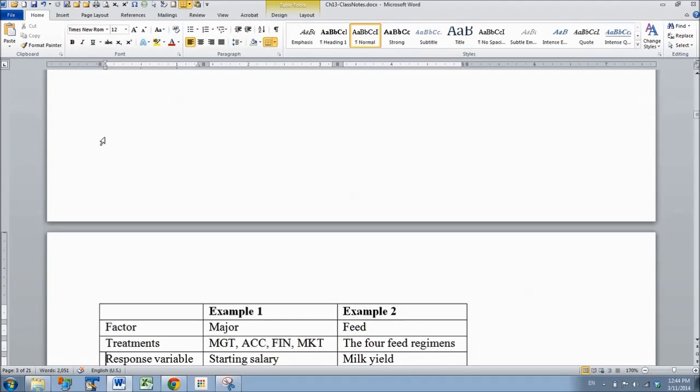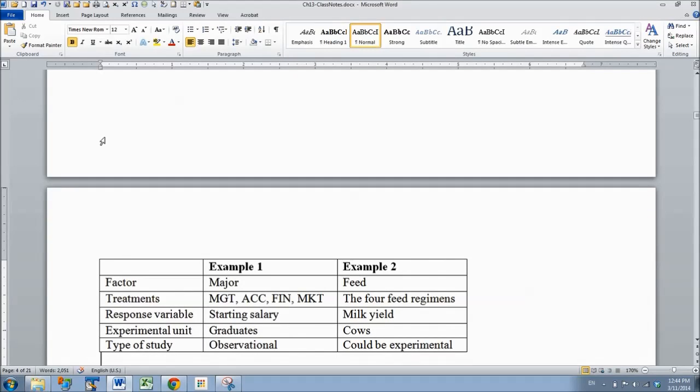Second example is the feed example, where feed is the factor, and let's assume that there are 4 different feeds, feed regimens. The response variable is milk yield, and the experimental unit is the cows. Now here we could set this up as an experimental study, where you can randomly select cows and assign the cows to different feed regimens. So this could be carefully set up as an experimental study. That was not possible in the case of starting salaries because there is no way that we can force students into a particular major. So it can only be an observational study in the case of starting salaries, whereas example 2 could be an experimental study as well.